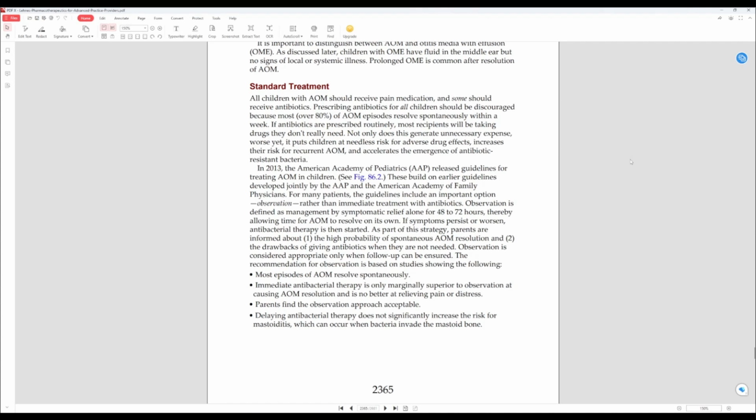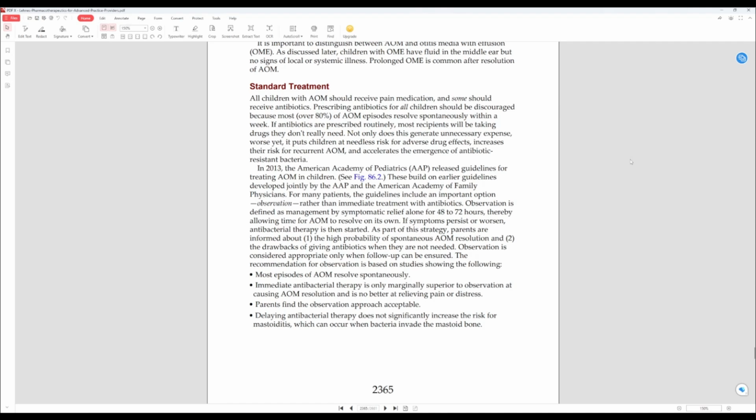In 2013, the American Academy of Pediatrics released guidelines for treating AOM in children. These build on earlier guidelines developed jointly by the AAP and the American Academy of Family Physicians. For many patients, the guideline includes an important option, which is observation, rather than immediate treatment with antibiotics. Observation is defined as the management of symptomatic relief alone for 48 to 72 hours, thereby allowing time for AOM to resolve on its own. If symptoms persist or worsen, antibacterial therapy is then initiated.